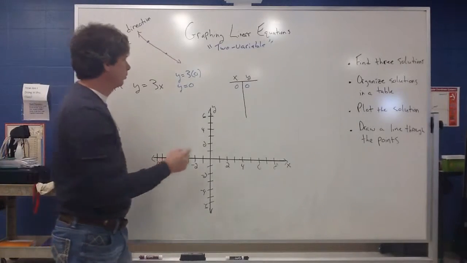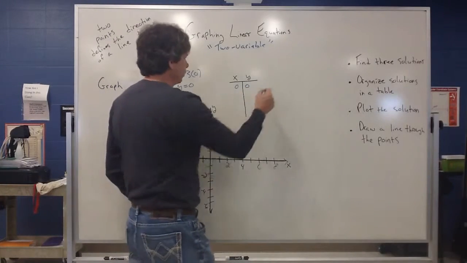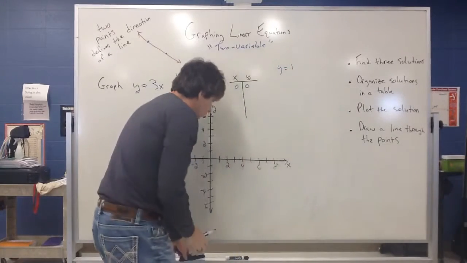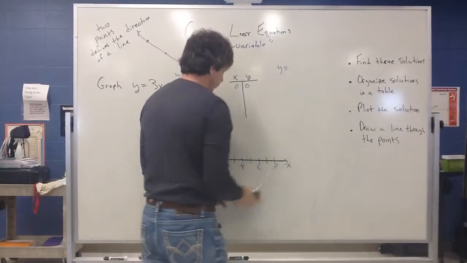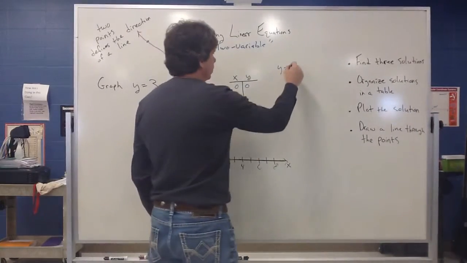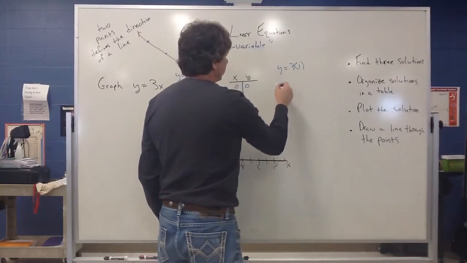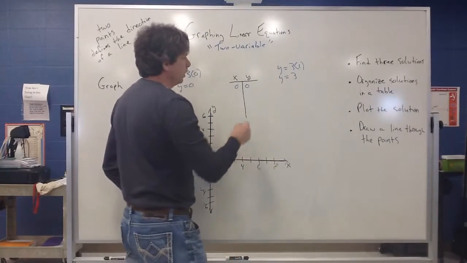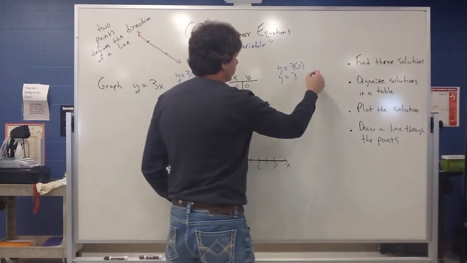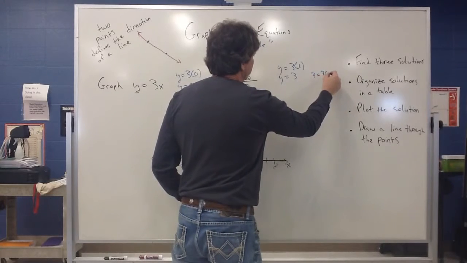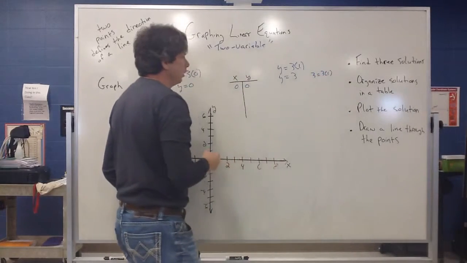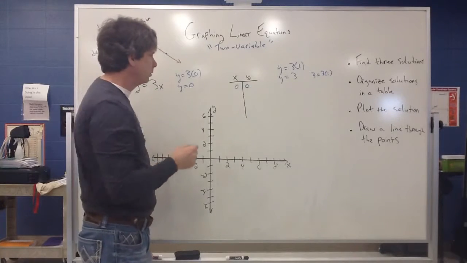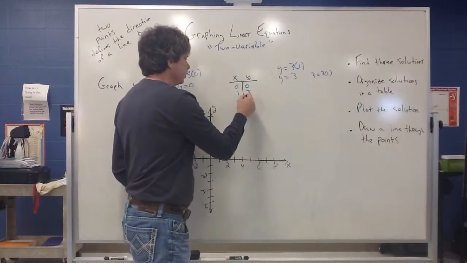Let's pick something for x, make it a little bit easier on ourselves. If I pick x to be 1, substitute 1 in for x, then y would have to equal 3, because then we would have 3 equals 3 times 1. Let's check. That's a true statement. So if x is 1, y would have to be 3 to make that statement true. So 1, 3 would be a solution.